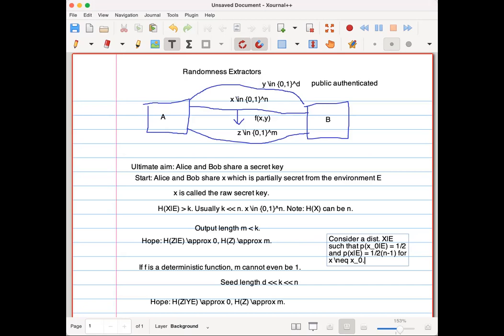A little bit of thought will tell you that if such a thing happens, then no matter what you do, no matter how big a Y you take, whatever function F you take, you cannot extract more than 1 or 2 bits.